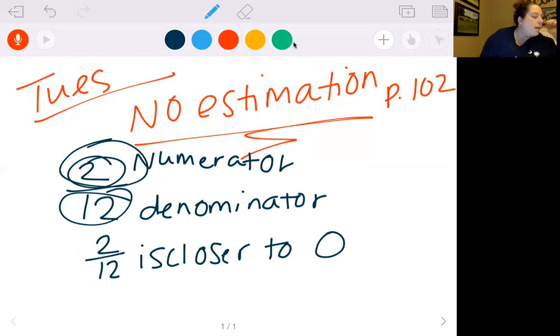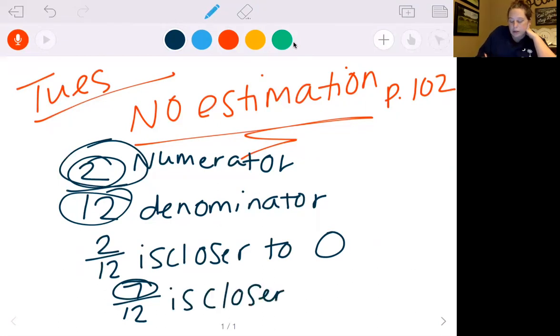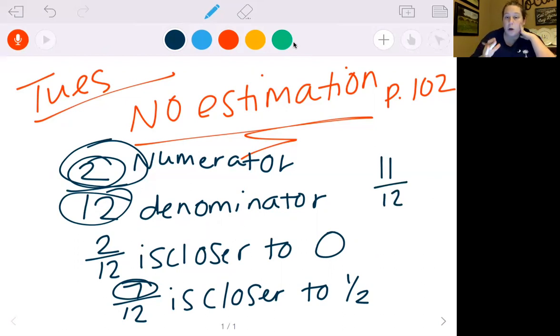Then it says if the numerator is about half of the denominator, then it's closest to half. So if I have a number like 7/12, my top number 7 is really close to half of 12, which is 6. So this one is closer to 1/2. And if the numerator is about equal to the denominator, then it's closer to 1. So if you have something like this, 11 over 12, that means if I have a circle split into 12 parts and 11 of them were filled in, then it's going to be closer to 1. It's almost full.